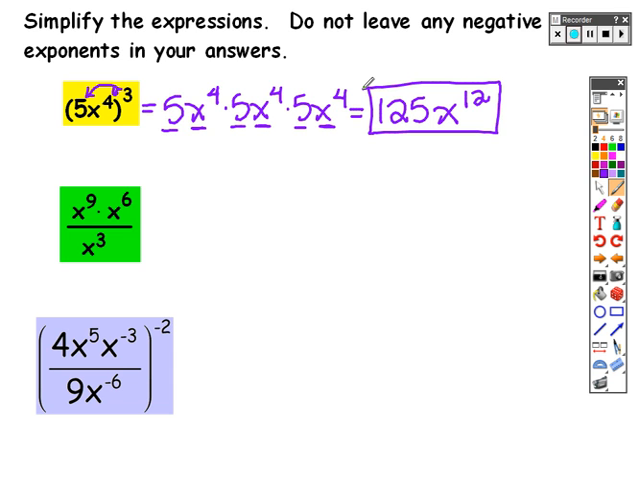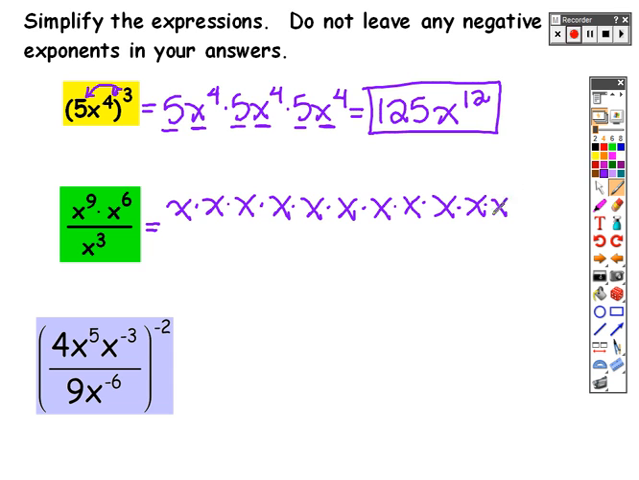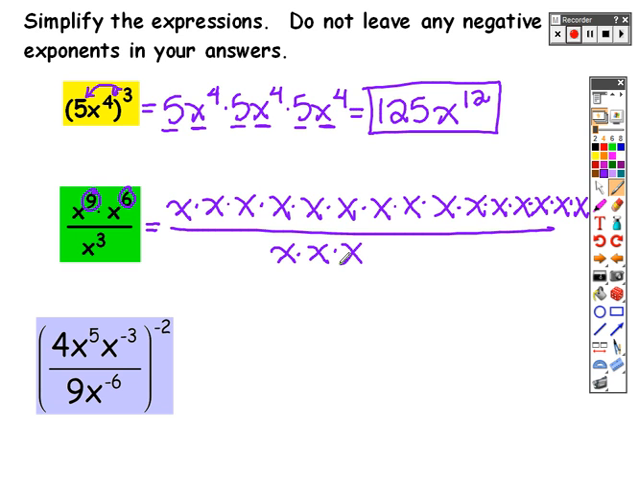In the second example, if you think about x to the 9th, that means I have 9 x's that are being multiplied together. Let's see if I get them all here, 7, 8, 9. And then x to the 6th means I have 6 more x's. So in the top I have 15 x's. Another way to get that would be to add these exponents. In the denominator I have 3 x's. And if I have 15 x's in the numerator, 3 in the denominator, we can go back to what we did last chapter, cancel those x's. And in the end, I really should have 12 x's in the numerator.